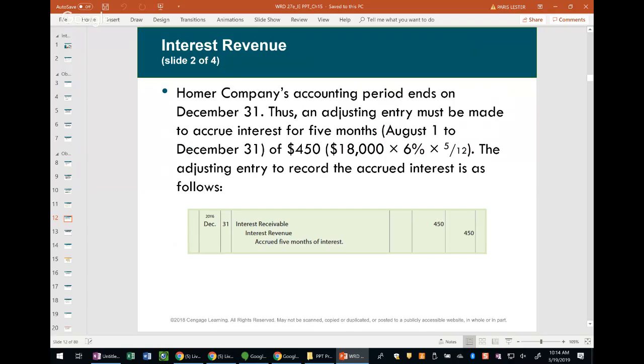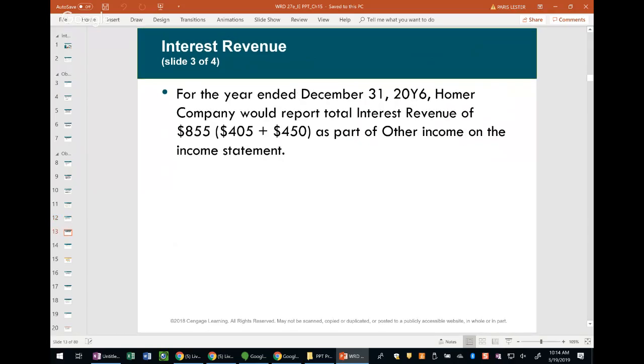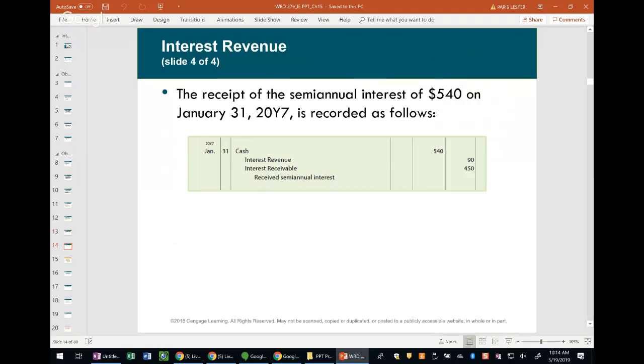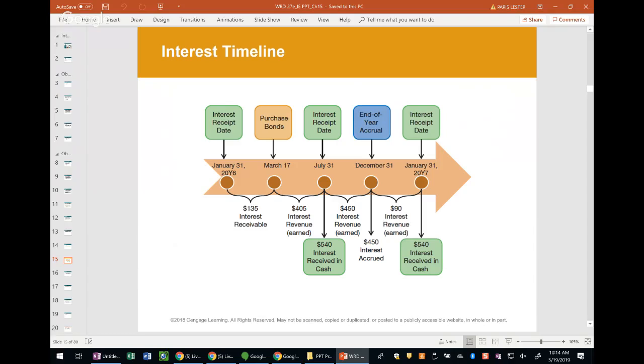Adjusted interest, of course, 5/12 of the 6 months interest is 450. When you receive that interest after doing an adjusting entry, you credit the interest receivable, and you only had interest revenue in January of $90. Here are some timelines. You can look at your book and figure these out.